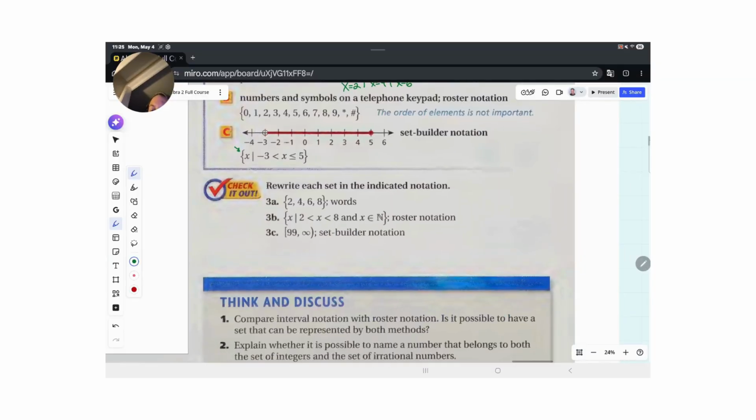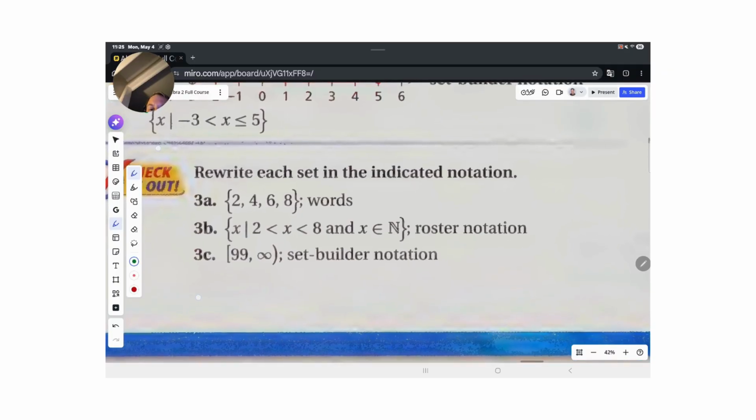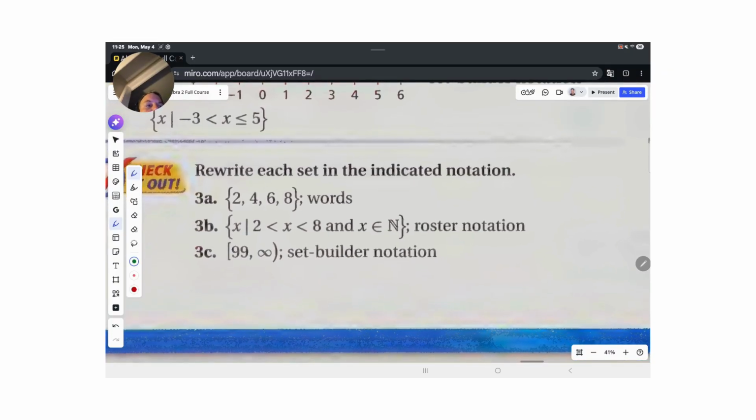All right, let's take a look at our 3A, 3B, 3C part. We're going to rewrite each set in the indicated notation. So we'll describe what all 4 elements have in common. What kind of numbers are 2, 4, 6, and 8, for example? Positive even numbers or even natural numbers from 2 to 8. So we're going to have the set of positive even numbers from 2 to 8 or even natural numbers between 2 and 8 inclusive.